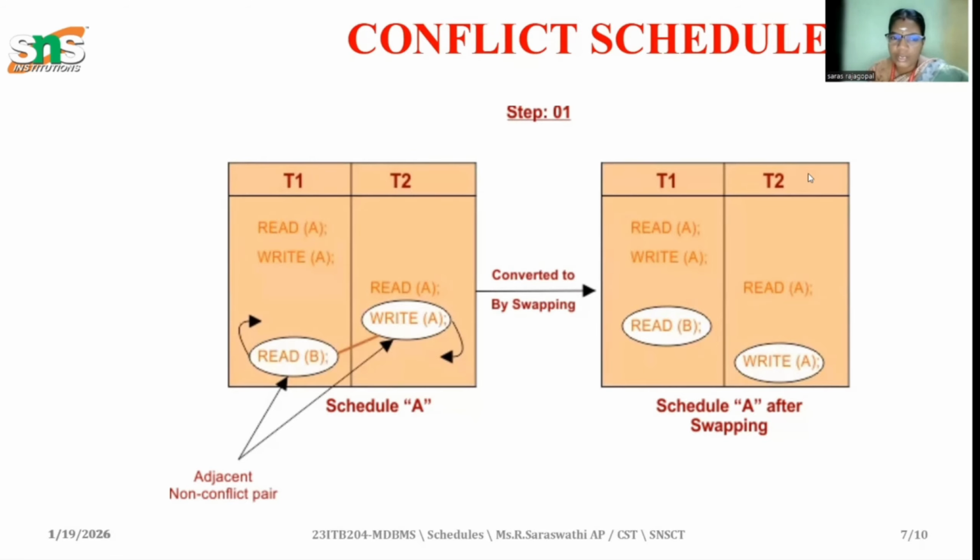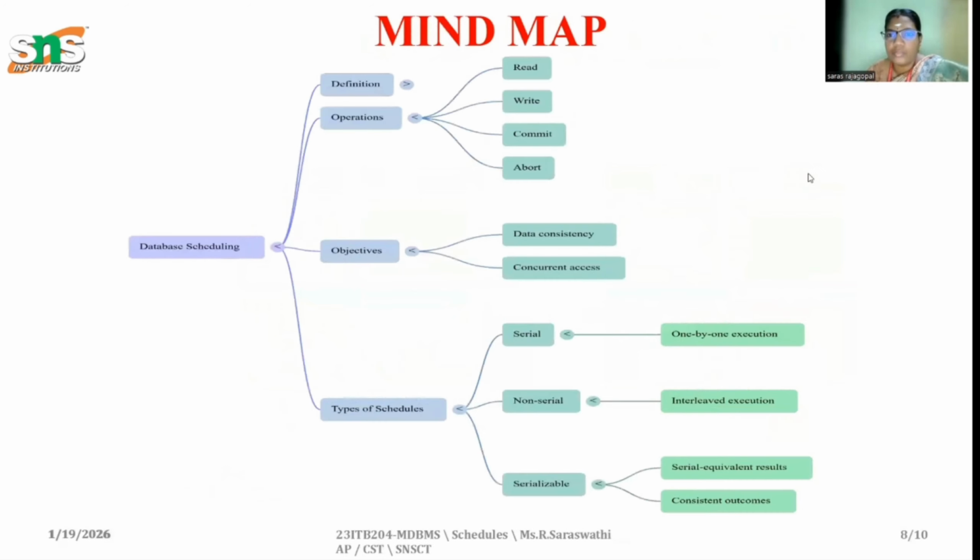Read of A and write of A are done by T1. When read of A and write of A are released, then T2 applies read of A and write of A. After that, read of B will be applicable for T1. These steps can be converted by swapping read of A and write of A. Then read of A will be executed, then read of B, and after that write of A.